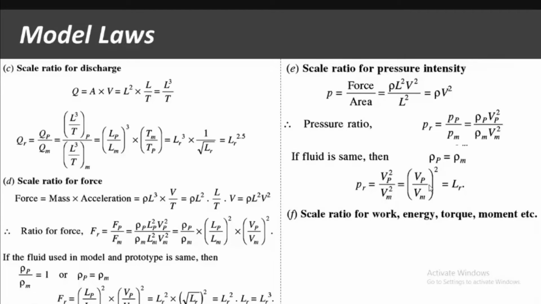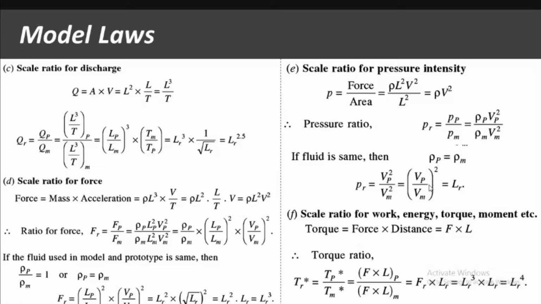Okay. Similarly, we can have scale ratio for work, energy, and torque. Okay. So we know torque is nothing but force into distance. So F into L. Okay. अभी L आपको already पता है. Okay. So torque ratio is nothing but torque of prototype divided by torque of model. So F into L of prototype divided by FL of model. So F of prototype upon F of model is force ratio. Length of prototype upon length of model is length ratio LR. अभी यहाँ पे FR already आपने derive किया. It is LR cube. So LR cube into LR. So it is LR to the power 4.